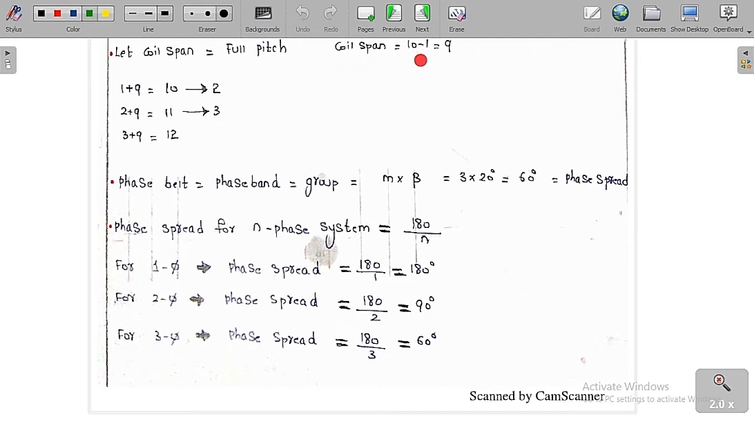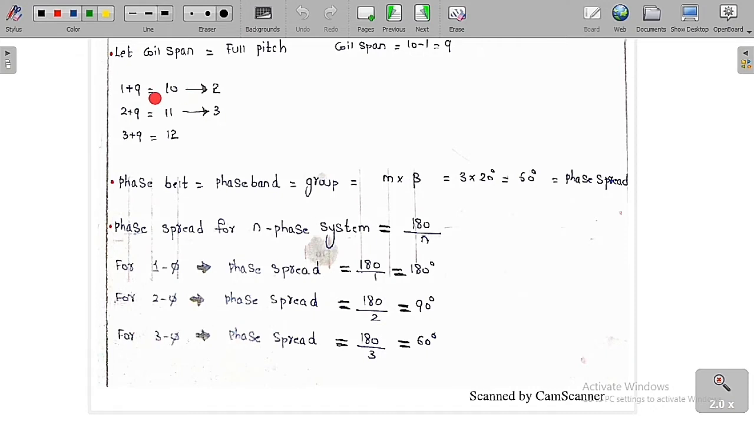So coil span is equal to 10 minus 1 is equal to 9, because you have to connect the connector in slot 1 to connector in slot 10. So therefore 10 minus 1 is equal to 9, it is equal to pole pitch. So it is said to be a full pitch winding. So connector in slot 1 plus 9 is nothing but 10. So you have to connect the connector in slot 1 to connector in slot 10.